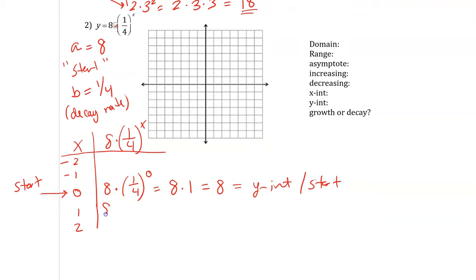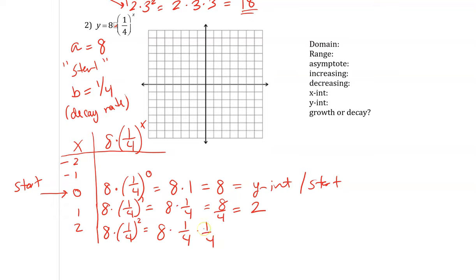Now, if I move to the right, where x is 1, then you say, okay, I'm going to multiply the base of 1/4 one time to 8. 8 times one factor of 1/4, which is just 8 over 4, which is 2. And then if x is 2, so you move forward one more spot, that just means you have to multiply my starting amount, 8, by 2 factors of 1/4. Or you multiply by 1/4 twice. So we already did it the first time and got 2, and now we have to multiply by it again. So 2 times 1/4 is 2/4, which is 1/2. So notice, I start at 8, and then I basically just keep dividing by 4 repeatedly. 8 divided by 4 is 2, divided by 4 is 1/2, divided by 4 is 1/8, and so on.